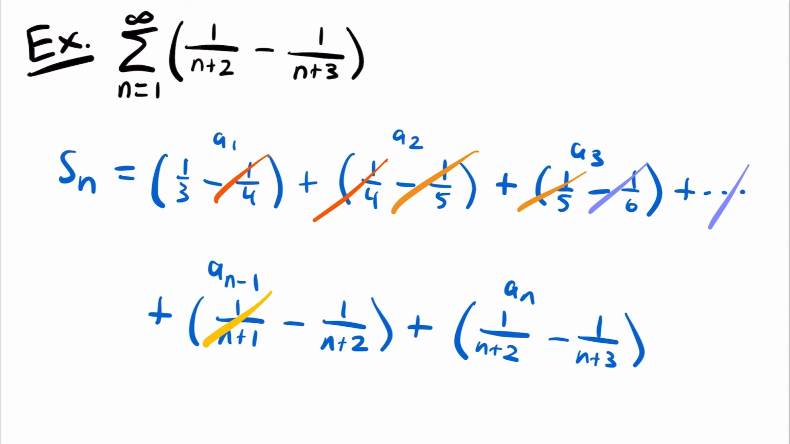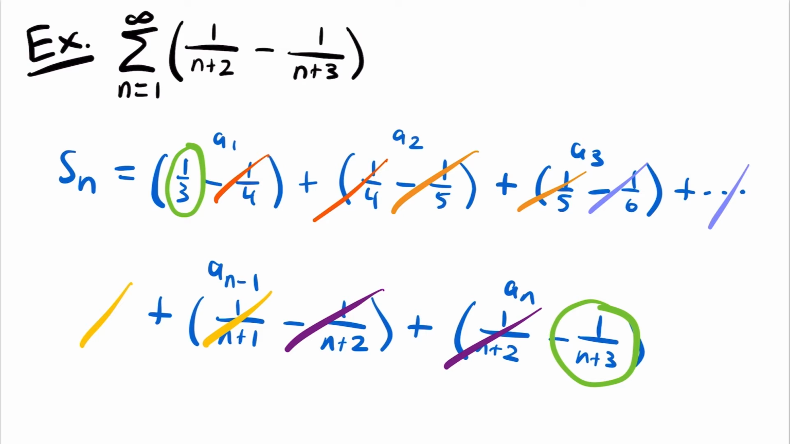This negative 1/6 will cancel out with a positive 1/6 in the next term. This 1 divided by n plus 1 will cancel out with a negative 1 divided by n plus 1 in the previous term that we don't have written there, but it would cancel out if we're following the pattern here. And then this negative 1 divided by n plus 2 will cancel out with this positive 1 divided by n plus 2. And so what that leaves us with is this positive 1/3 from our first term, a sub 1, and this negative 1 divided by n plus 3 from our last term, a sub n.